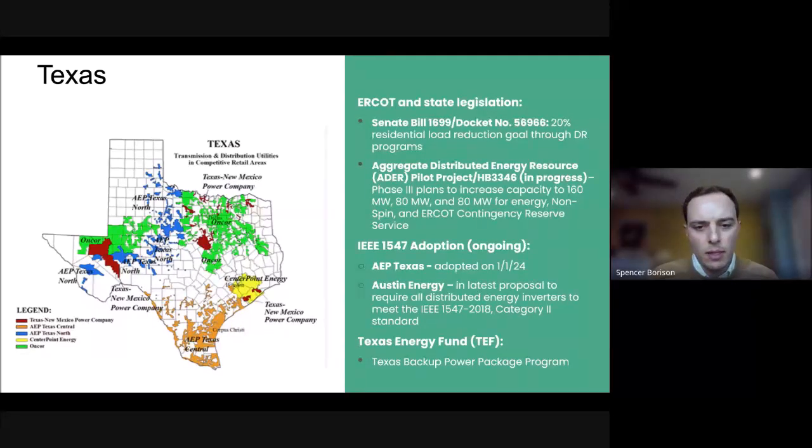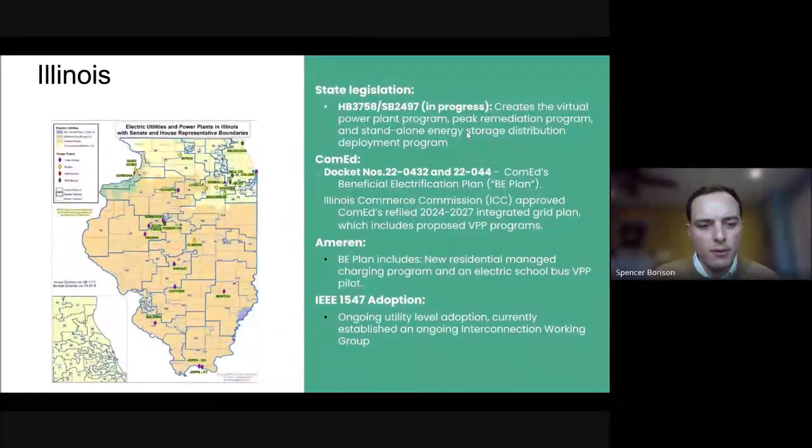Okay, going to the next state. I believe I'm covering three here. The second is Illinois. There's a set of House and Senate bills, and you can see the numbers there, that are in progress. They were brought in 2024 and did not move forward, but in 2025 they were brought again, and I believe they're still being worked through some of the committees, working towards a final vote soon.